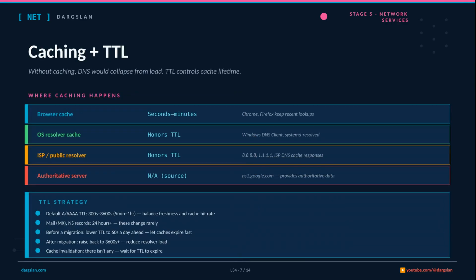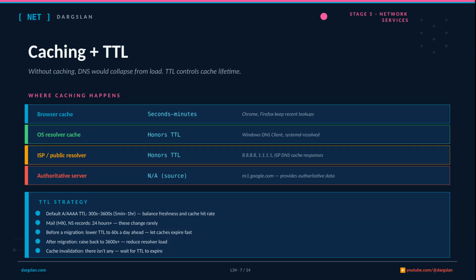Now, if every lookup actually walked that full chain, the root servers would melt within seconds, which is why caching is woven into every layer. Your browser holds answers for a few seconds or minutes, your operating system's resolver keeps its own store, and the big public resolvers like 8.8.8.8 or 1.1.1.1 cache aggressively too. What governs how long each copy lives is the TTL, set by the authoritative server itself.